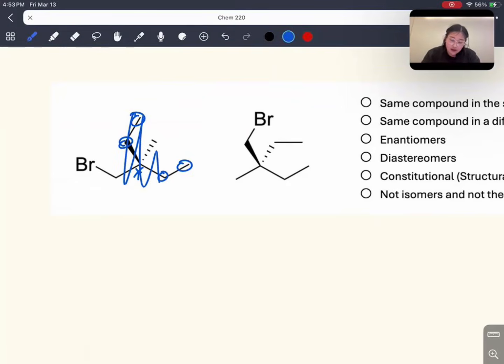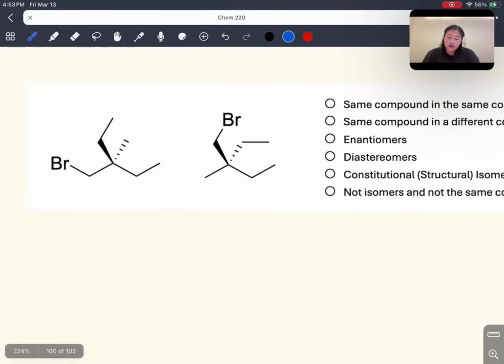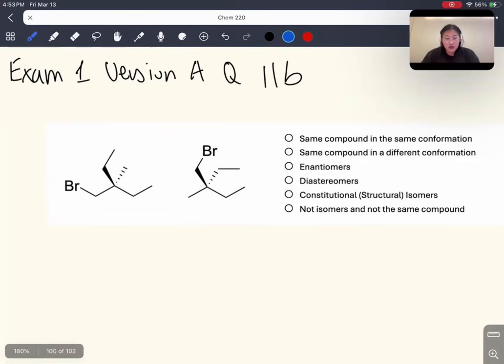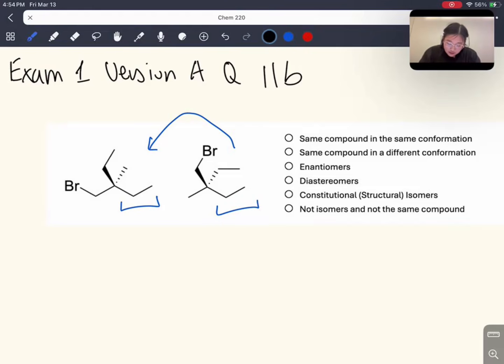So in order to determine if they're the same compound or not, we have to do some rotating. The way I would do this is first figure out a part of the molecule to lock. In this case, I'm going to lock this chain over here, and I'm going to try and make the molecule on the right look like the molecule on the left. So first, I'm going to draw out this locked part of the chain.